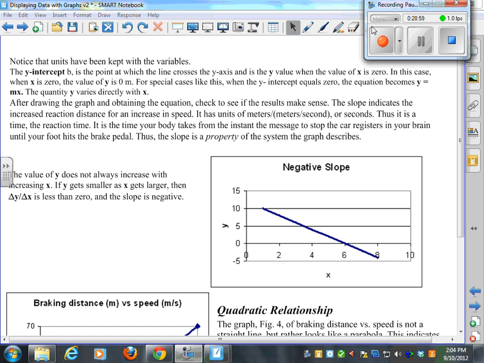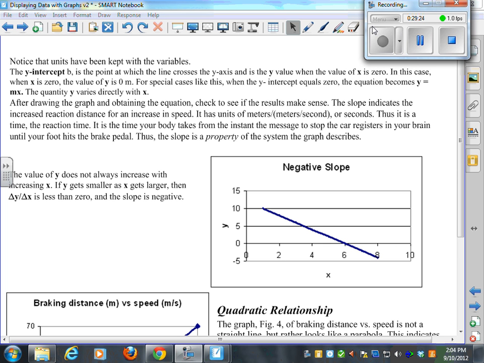Notice that the units have been kept with the variables. Now, the y-intercept b is the point at which the line crosses the y-axis, and is the y value when the value of x is 0. In this case, when x is 0, so is y. So for special cases like this, when the y-intercept equals 0, the equation just becomes y equals mx, the b goes away. The quantity y varies directly with x.